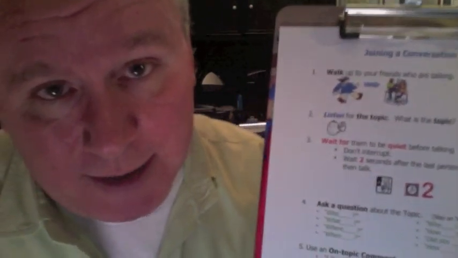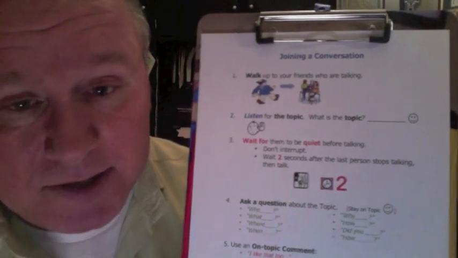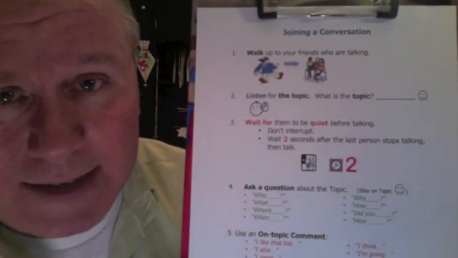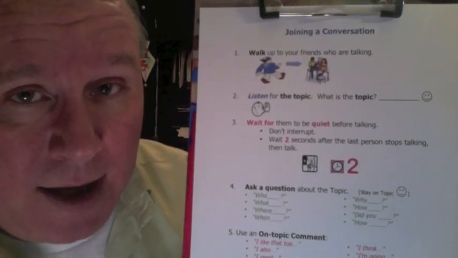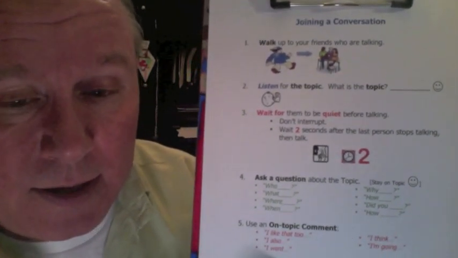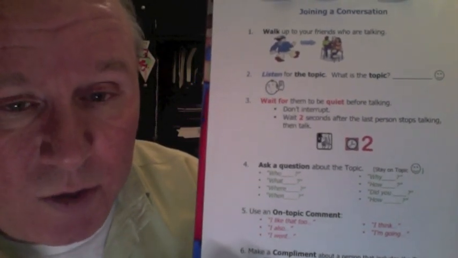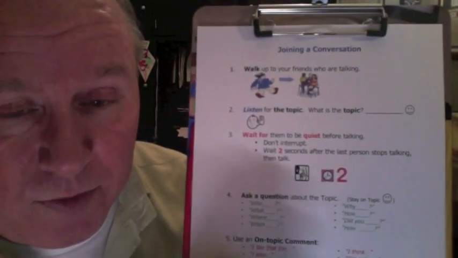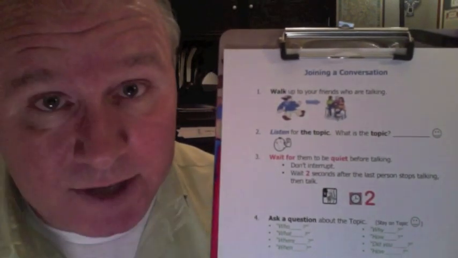So, you would see, for example, that step number three is not interrupting your friends. And step number 4 and 5 are on-topic questions and comments. They learned that in the staying on topic lesson. And then, of course, complimenting, which was another lesson as well. So combining these together provides a format for your child to join a conversation.